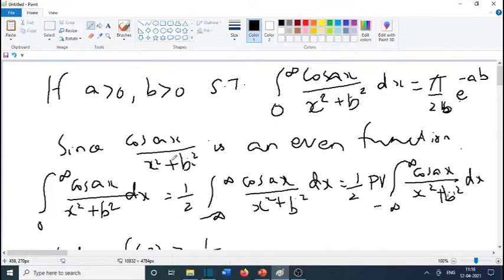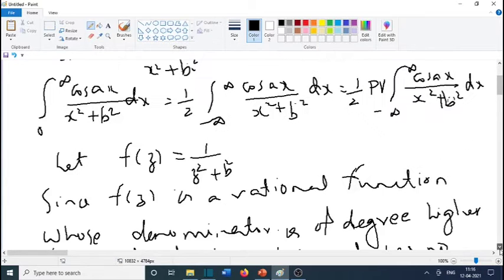Since cos ax by x square plus b square is an even function, integral 0 to infinity cos ax by x square plus b square is equal to 1 by 2 integral from minus infinity to infinity cos ax by x square plus b square dx, which is equal to 1 by 2 into principal value of minus infinity to infinity cos ax by x square plus b square dx.